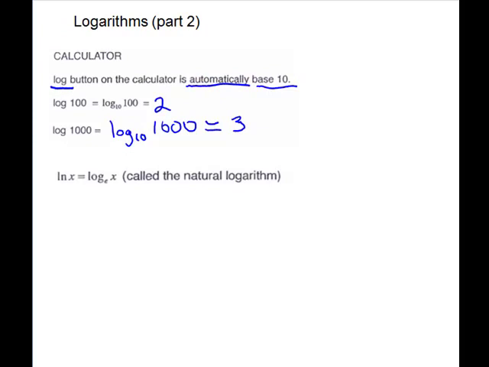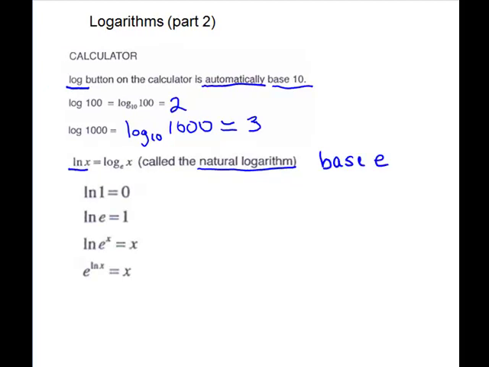Another button on your calculator is the LN button. This is the natural log button, and it is always base e. So it is automatically taking a logarithm base e. They don't write the e just like they didn't write the 10. But a lot of times you will use a natural log in your calculations. The same properties that we looked at earlier for logarithms, for the common log, also apply to the natural log.